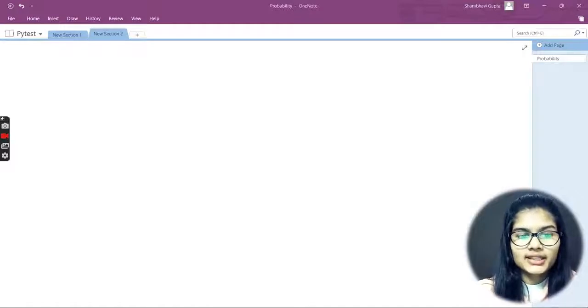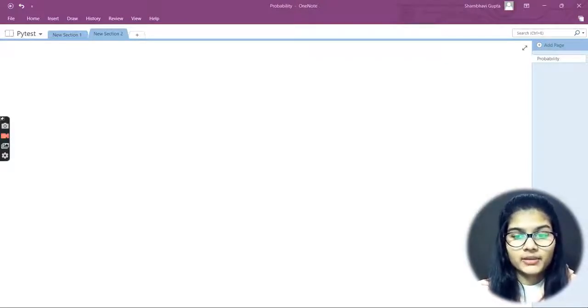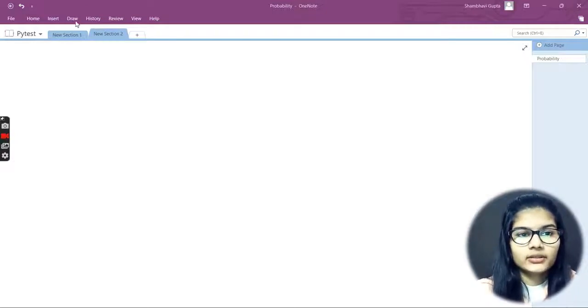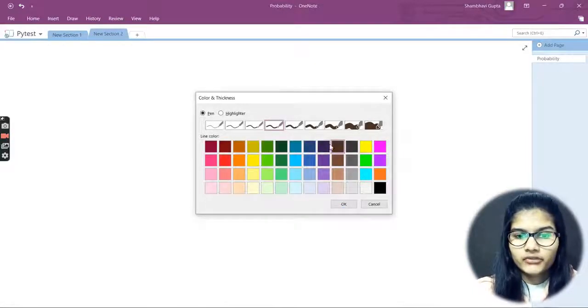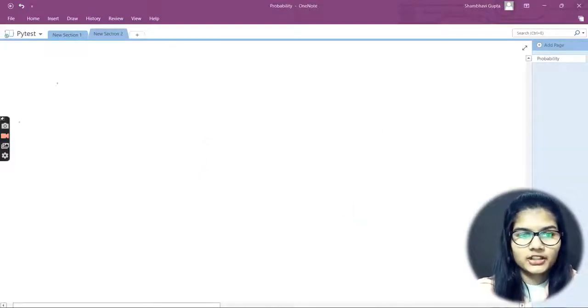Today we'll be understanding some important characteristics of probability experiments, the probability events. So let's get started. Let me quickly change the color here, and then we can proceed.